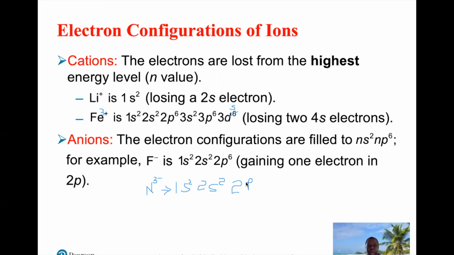So for N3-, nitride, you have 1s2, 2s2, 2p what? 6. Nitrogen is number 7 on the periodic table. All right. Let's see how you end up with that.